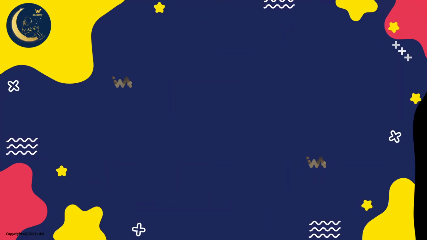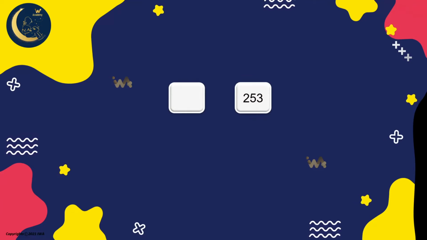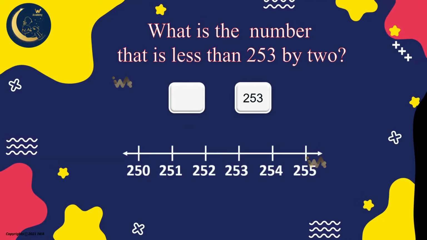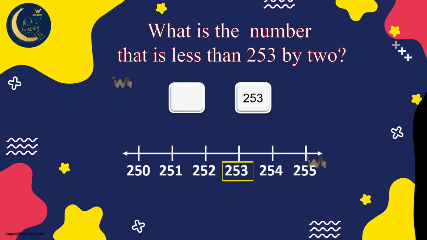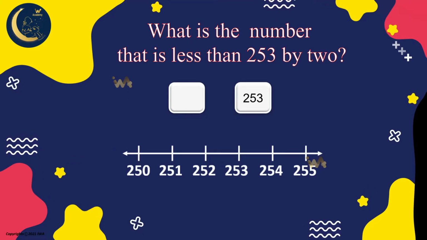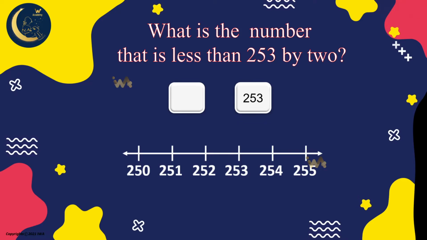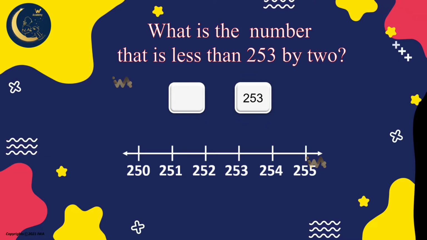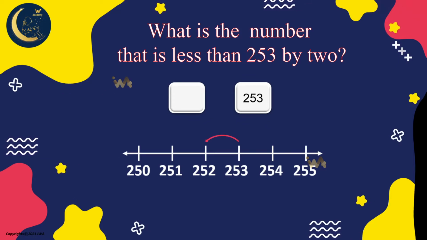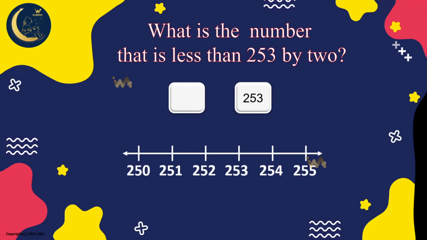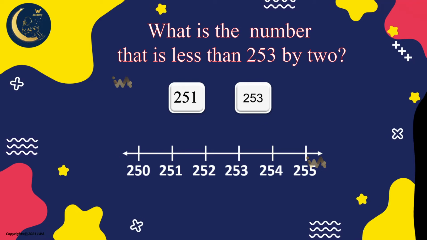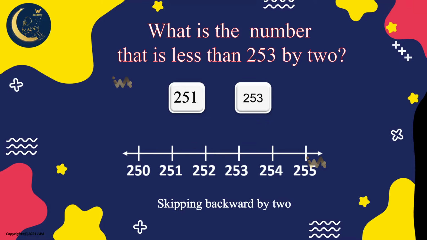If we have the number 253 and we want to know the number that is 2 units less, what should we do? Let's draw a number line to help us. Here is the number 253. So, what is the number that is less by 2? Less means that we will go to the left. In this case, we will go back 2 units. Come on, 1, 2. So, the final number is 251. Well done. This is called backward skip counting by 2.